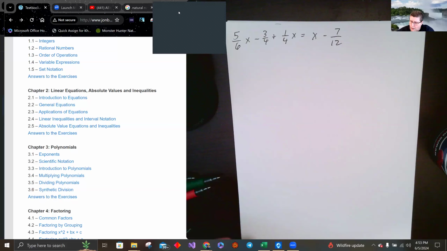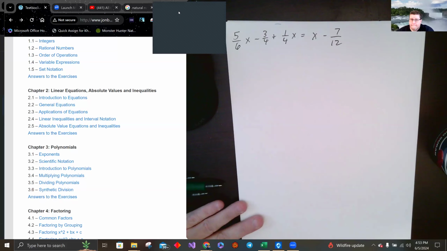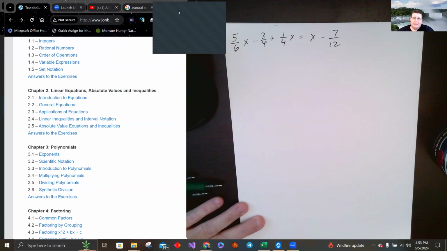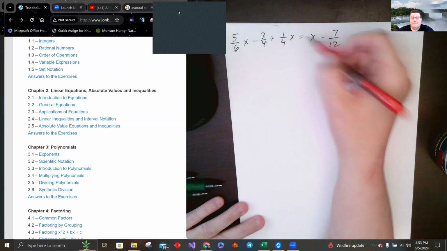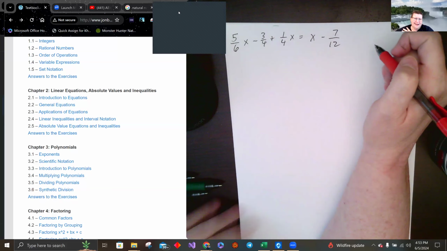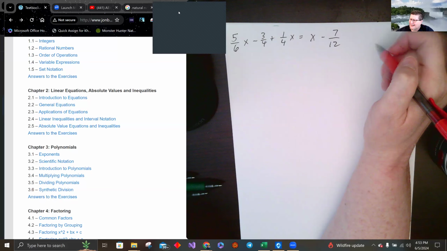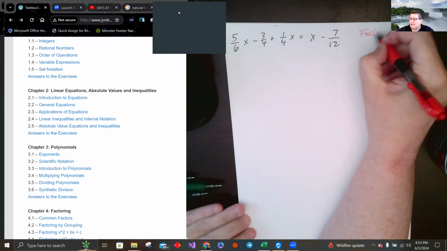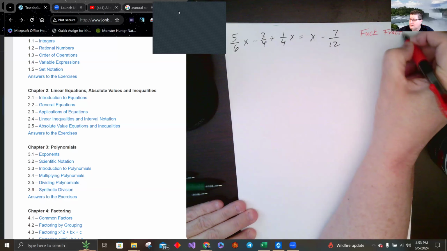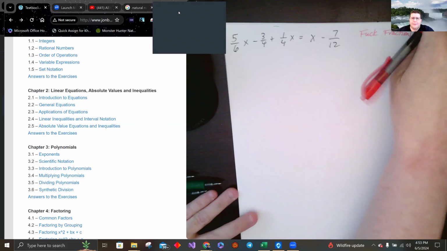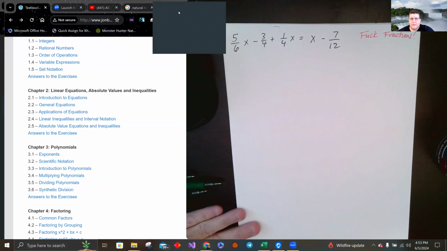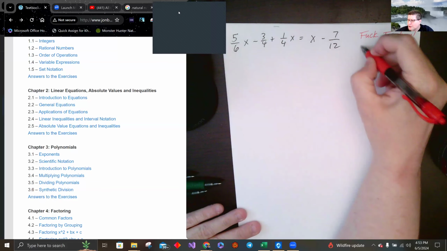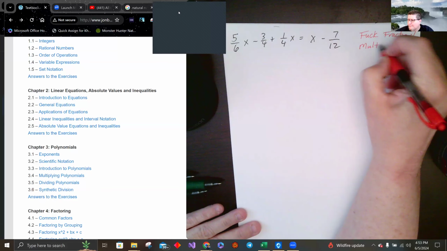All right, so we could collect like terms because I got x's here, but you know what I say? I say forget fractions. Get rid of them. In this case, we will multiply everything by the LCD.